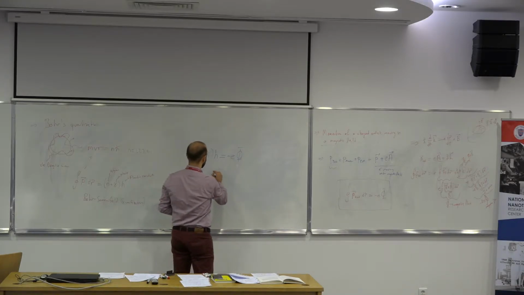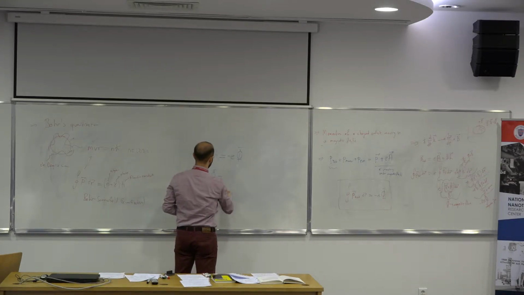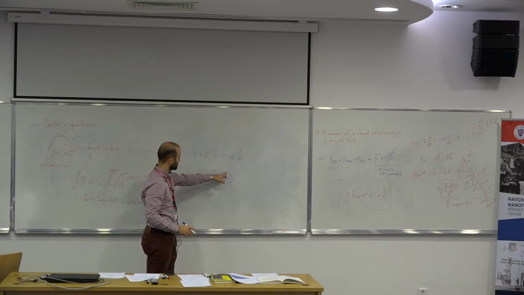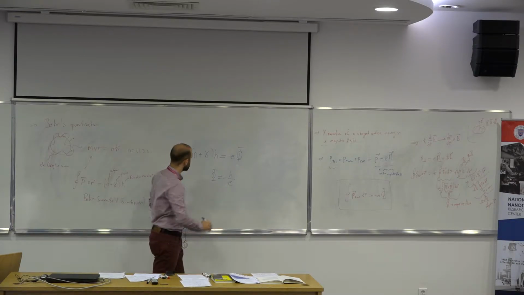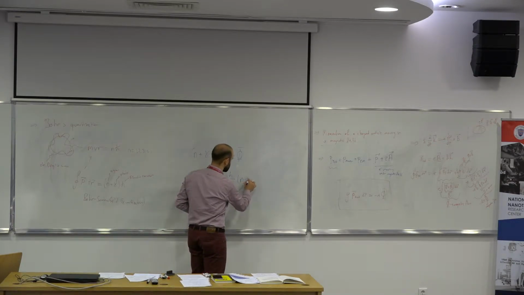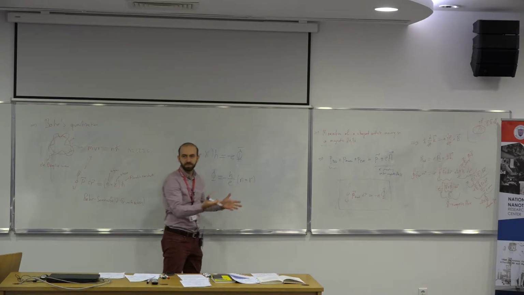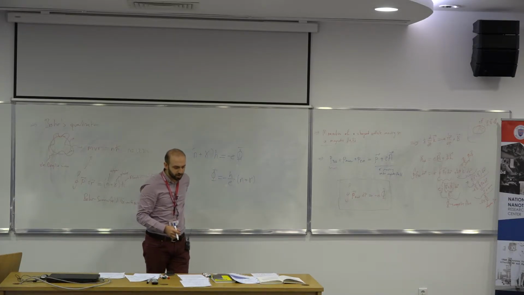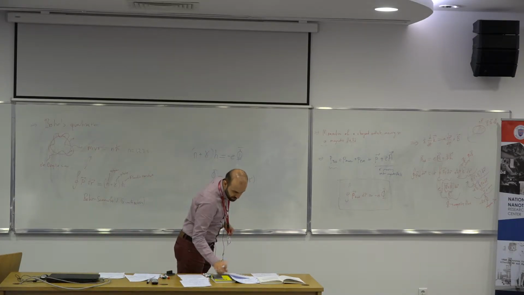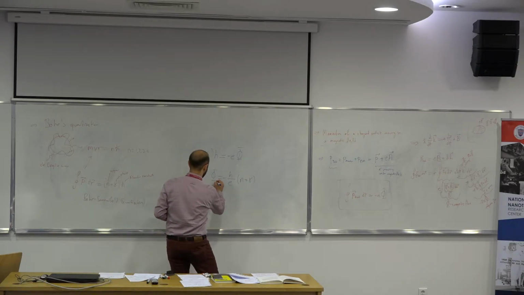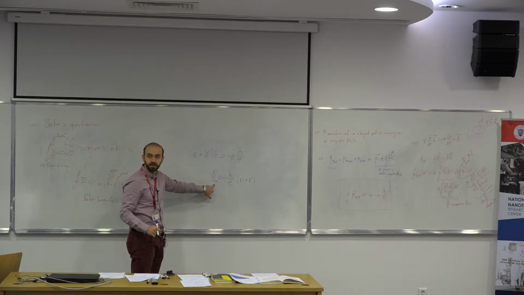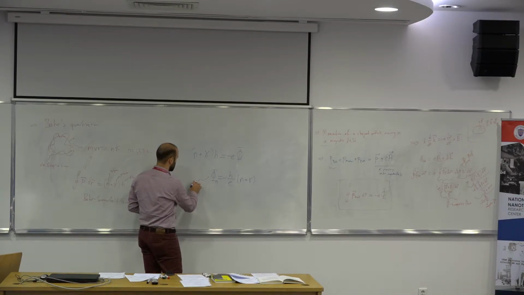So I can write it this way. It's going to be h over e, which is a constant. This is Planck's constant. This is the electron's charge. Then I have n, which is an integer. So I can now put an integer index here. This is called the magnetic flux quantum.